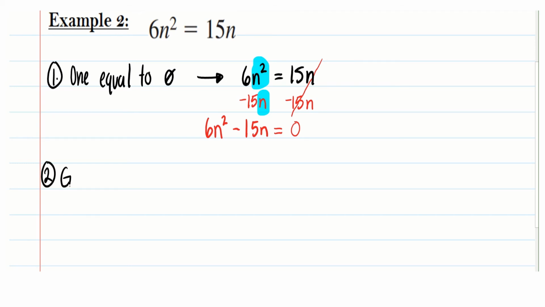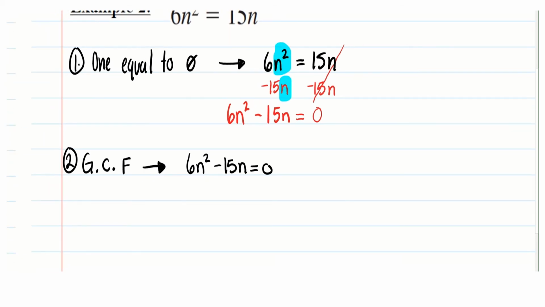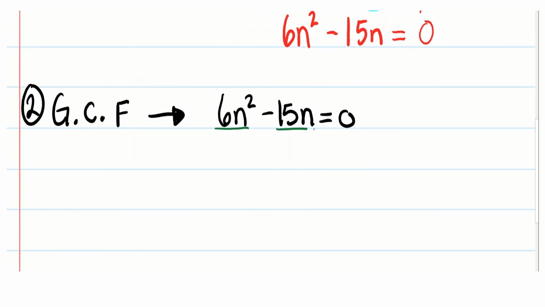Second step, as we review from the previous problem, is going to be looking for the G.C.F. So if I'm looking at 6n to the second power and 15n, and I'm looking at the coefficients, the 6 and the 15, the biggest number that goes into both of those is 3. So part of my G.C.F is going to be 3. And similar to the other one, we have n to the second power and n, so I can pull out an n from each term. So my G.C.F is going to be 3n.